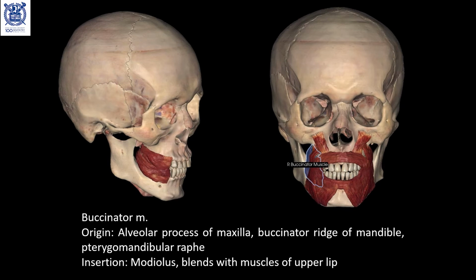There are three piercing structures in the buccinator muscle. They are the parotid duct, Stenson's duct, and molar glands of the cheeks, and the buccal branch of the mandibular nerve.